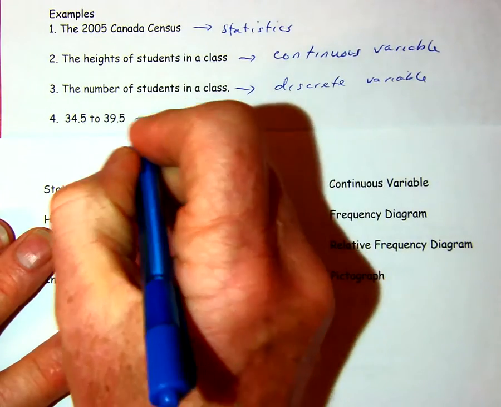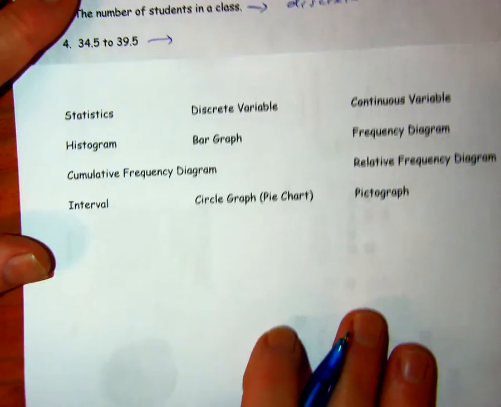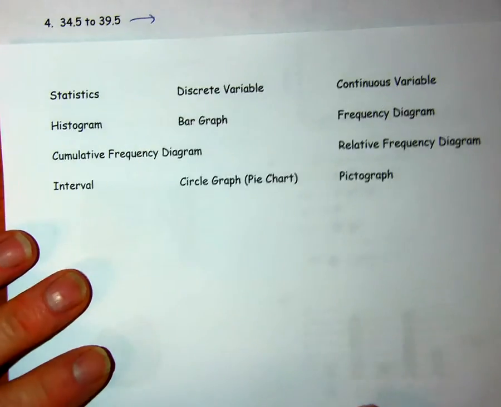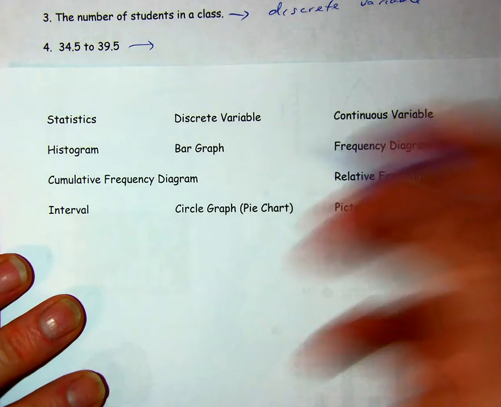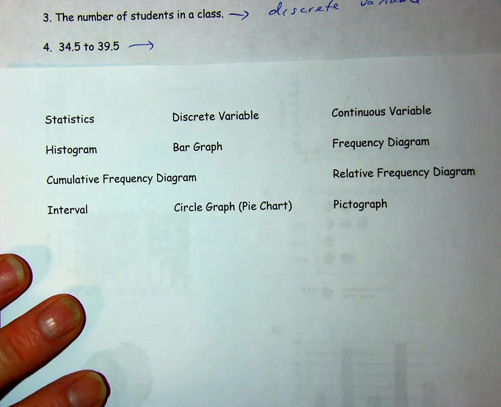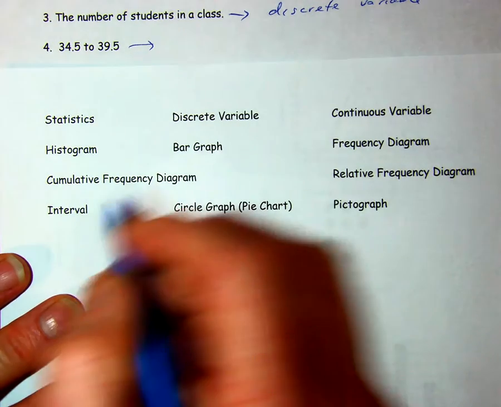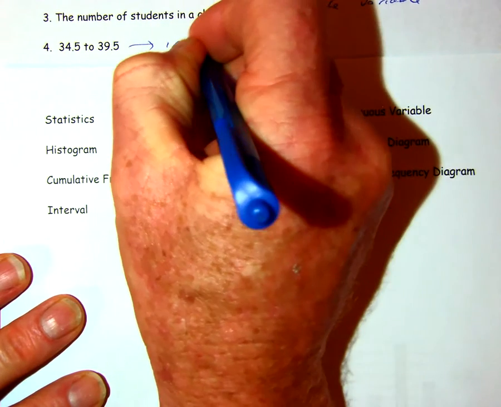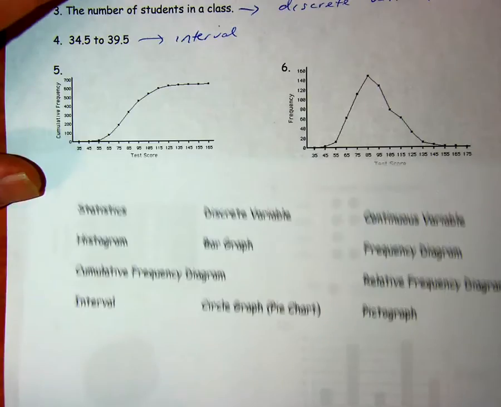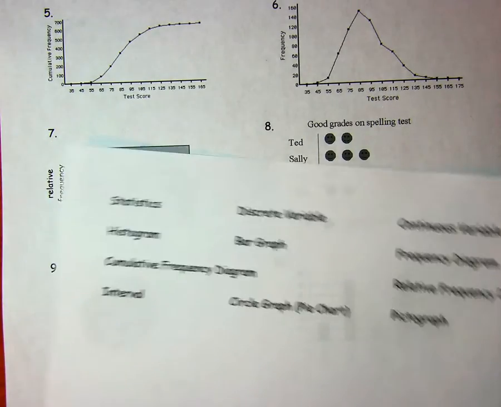34.5 to 39.5 is an example of... Sahil? Interval. Interval, yeah. All right. So it's pretty basic things. And then there's some charts. Okay, the first one's pretty easy.